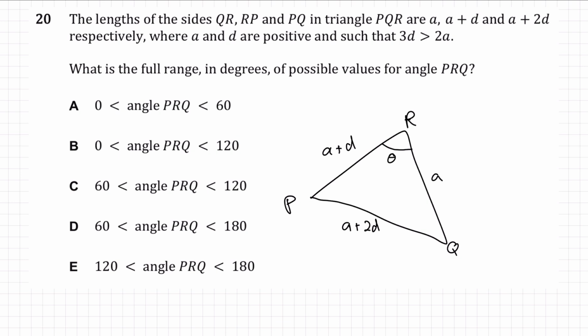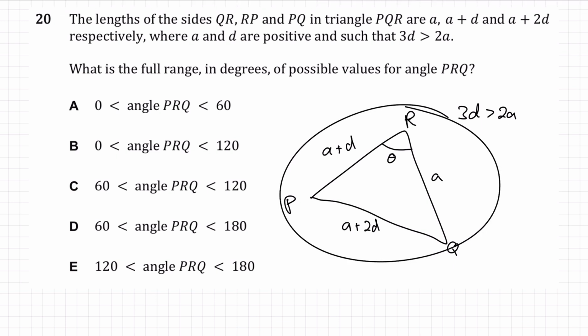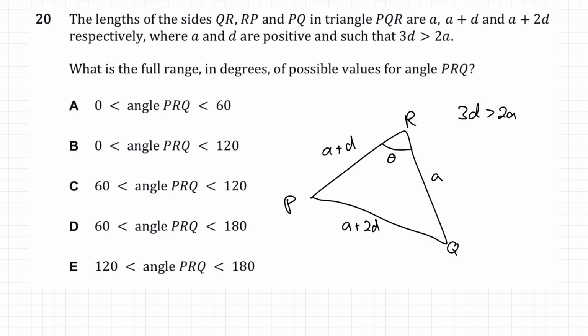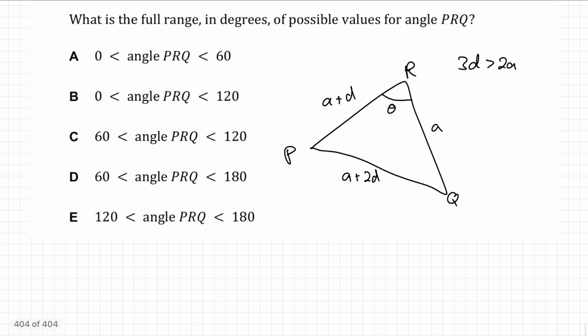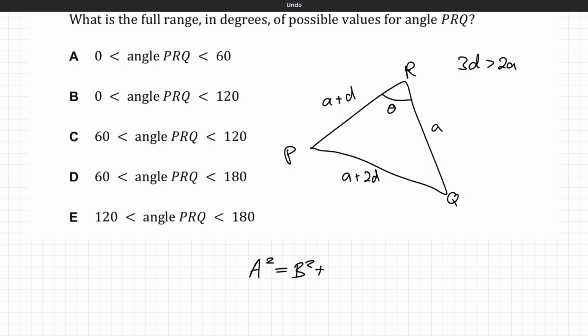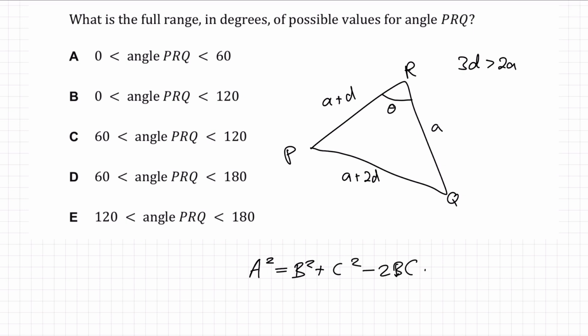We also have the condition 3d is less than 2a. So that will probably be useful. We'll have to come back to that later. But first, let's make a start by just using the cosine rule to link together these three sides and this angle. So remember that the cosine rule is a squared equals b squared plus c squared minus 2bc cos theta, where these are the sides. So we have a over here, theta there, and b and c either side of theta.